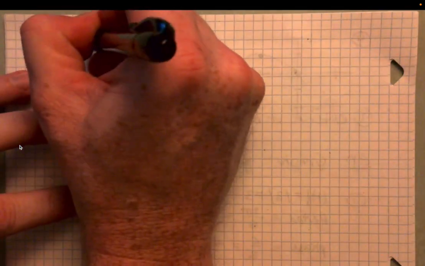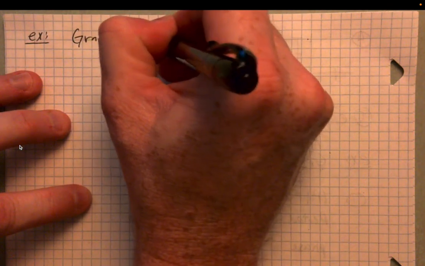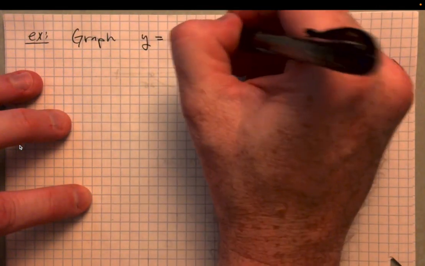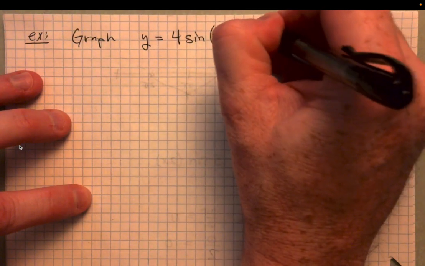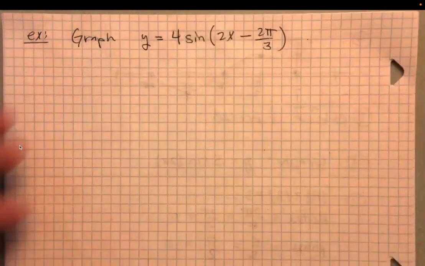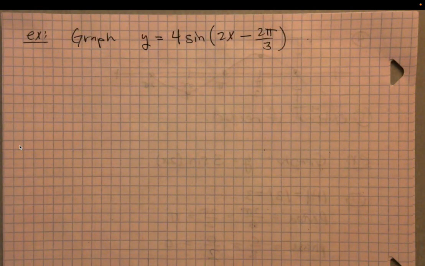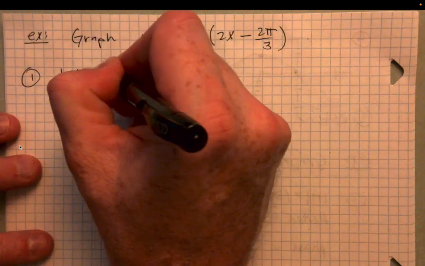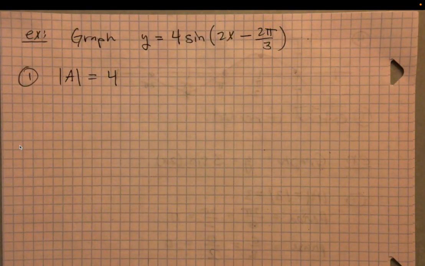Let's try this example. Let's graph y equals 4 times the sine of 2x minus 2 pi over 3. Okay, so this has an a, a b, and a c, so this will be about as hard as they get. Of course, they could get harder, but step 1 is to identify everything. The amplitude here is 4. Absolute value of 4 is 4.